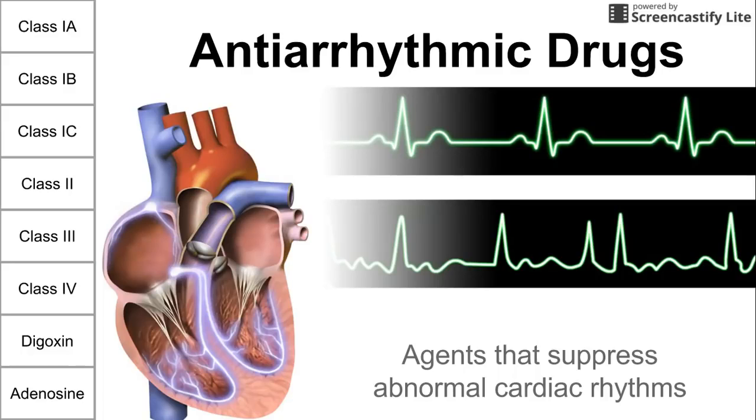And we know it's atrial fibrillation because we see random activity going on in between the QRS complexes, and the QRS complexes are irregularly spaced apart. They don't happen at a regular interval.